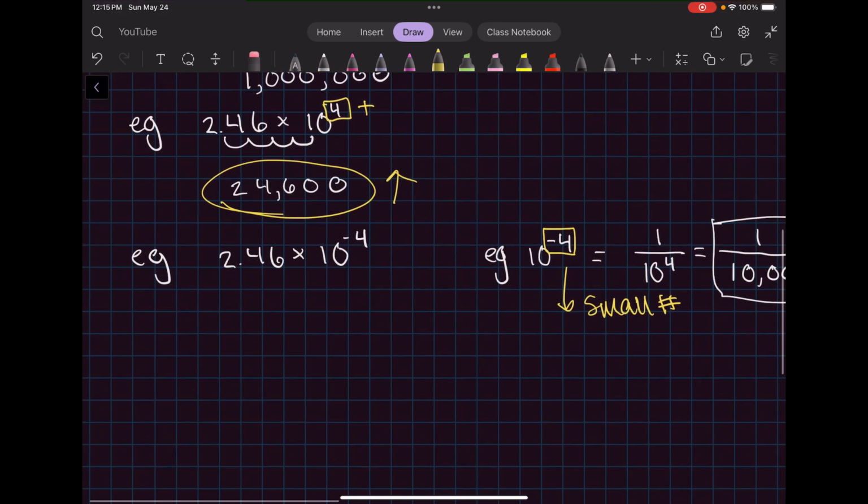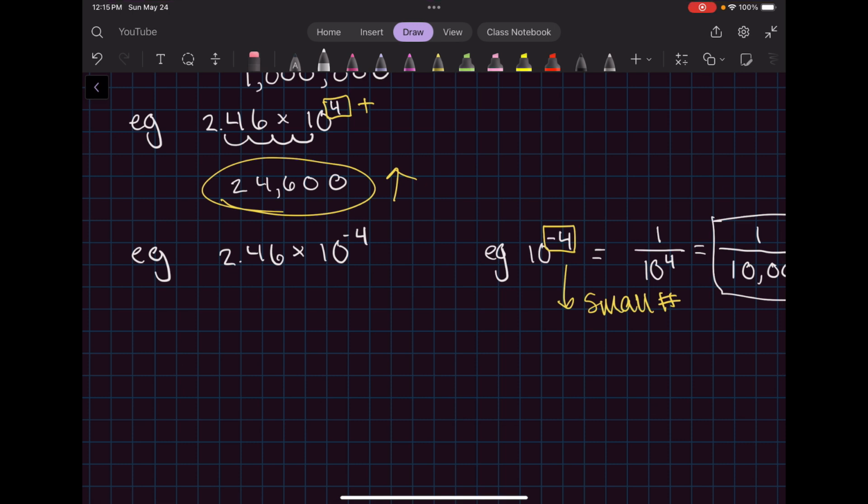Alright, so let's go back to this example. I'm actually going to move the decimal point to the left 4 spots, since this is a small number. So 1, 2, 3, 4. I'm going to have 0.000246.